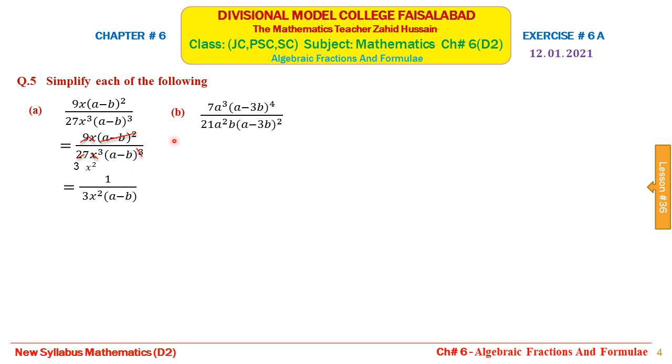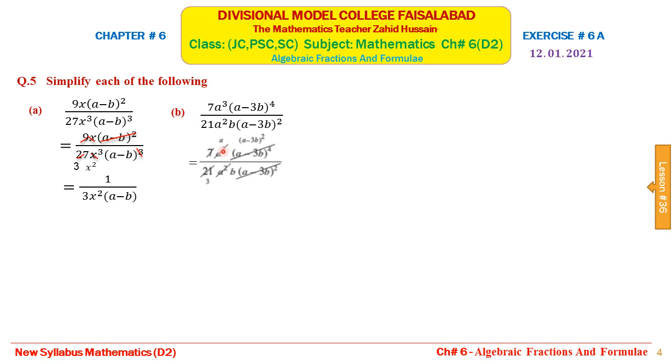B part of question number 5 is 7a cube into a minus 3b whole power 4 over 21a square b into a minus 3b whole power 2. Now 7 and 21 can be cancelled by 7. 7 ones are 7 and 7 threes are 21. A cube and a square: we will divide a cube by a square, and in division we know that the powers will be subtracted. From 3 we will subtract 2 and we will be left with a in the numerator.